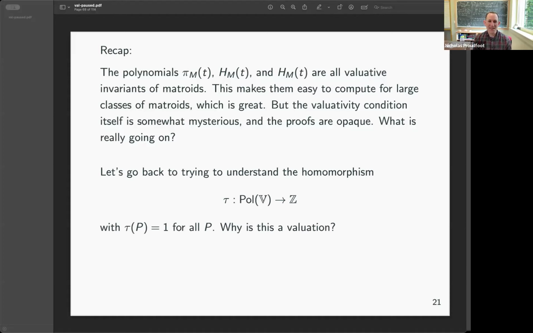So to try to demystify this a little bit, I want to go back to trying to understand the trivial homomorphism, the thing that takes every polytope to 1. And I want to understand why it's a valuation. Again, here I'm going to give you one proof for why it's a valuation.